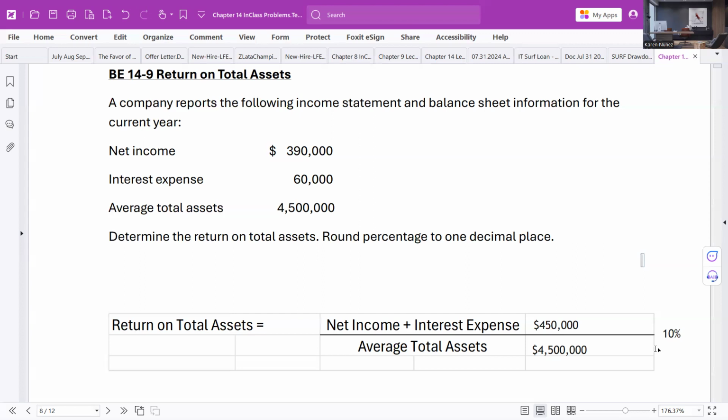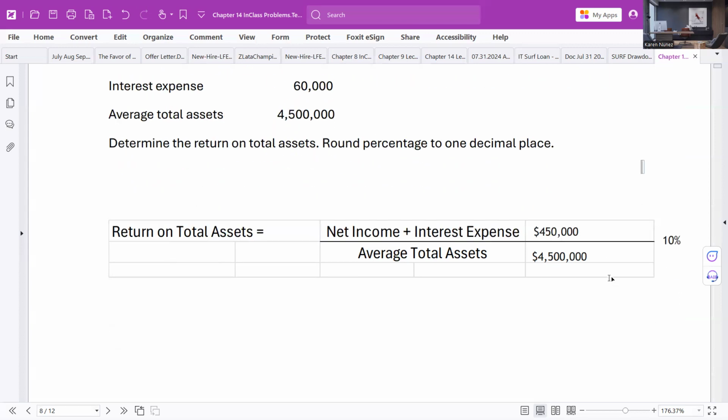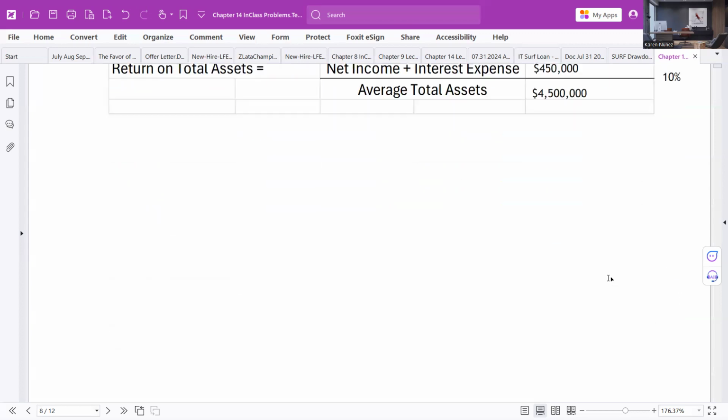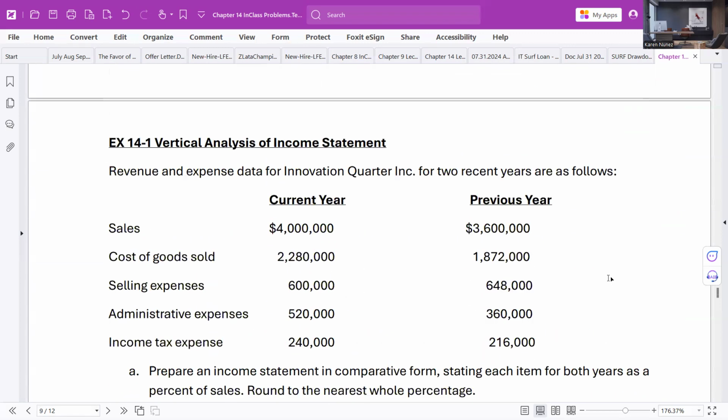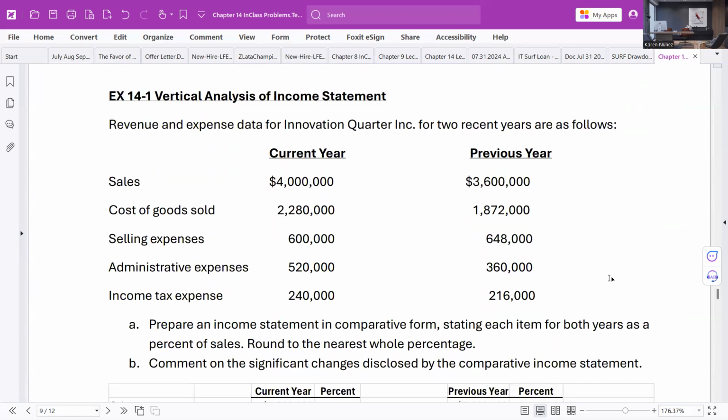Okay, now let's go back to the analysis of the financial statements. So we looked earlier at the horizontal analysis and the vertical analysis. In the next couple of exercises, we're going to look again at vertical analysis and horizontal analysis before we finish up with more position analysis.